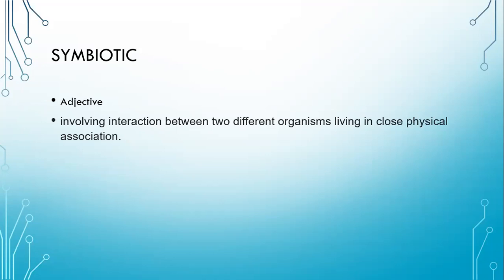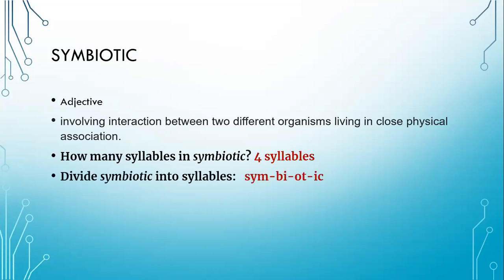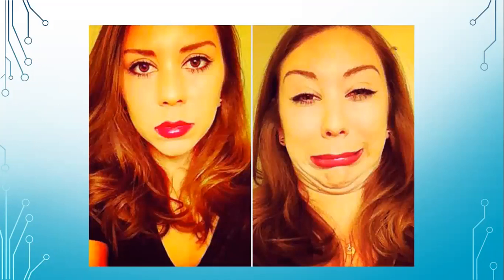Got it? So, Yusuf, tell me here. This word has how many syllables? Four syllables. Great. Symbiotic. Tick. Very good. Very, very good. Great, great, great.